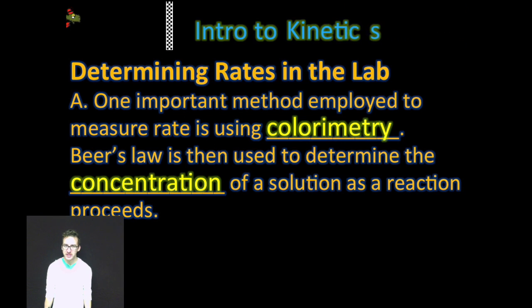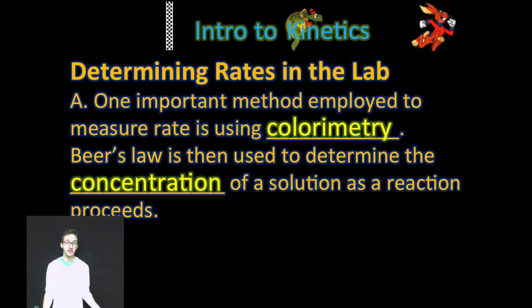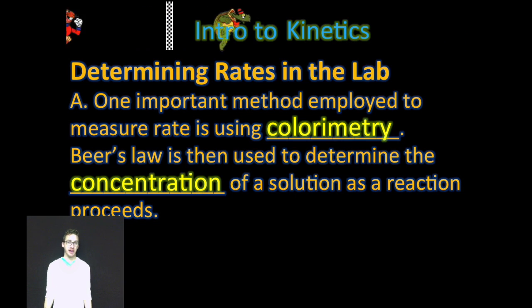Okay, and then lastly for this video, you might be wondering to yourself, wait a minute. If we are only able to determine the rates of a chemical reaction experimentally, how am I going to measure the concentration or the changes in concentration as the reaction proceeds? Answer: colorimetry. Not to be confused with calorimetry, which we discussed in our thermochem unit. We'll then use Beer's law to determine concentrations of solution as a reaction proceeds.